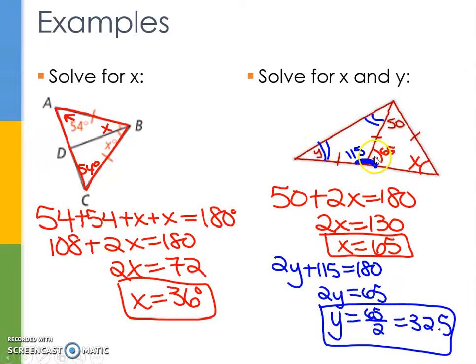If this is 65, then you can do 180 minus 65, which is 115. This is a linear pair. It's on the same straight line. So if this is 115, then you subtract 180 minus 115, which is 65, divided by 2, because these angles are congruent. Then each one, y, equals 32.5. So y is 32.5.